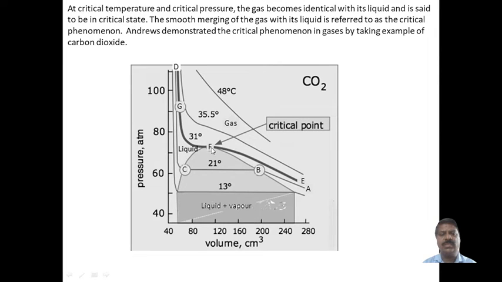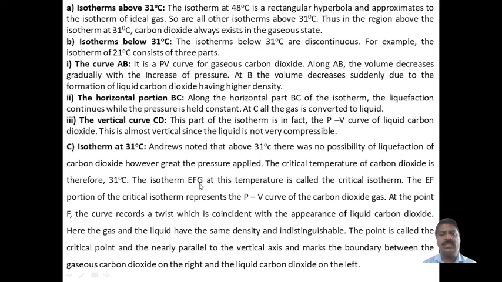E, F and G. The solid curve will be there. This is called isotherms. That is a critical isotherm. The EF portion of the critical isotherm represents the PV curve of carbon dioxide gas. At the point F, the curve coincides with the appearance of liquid carbon dioxide.